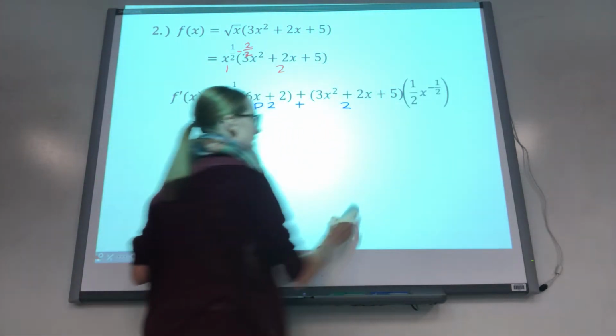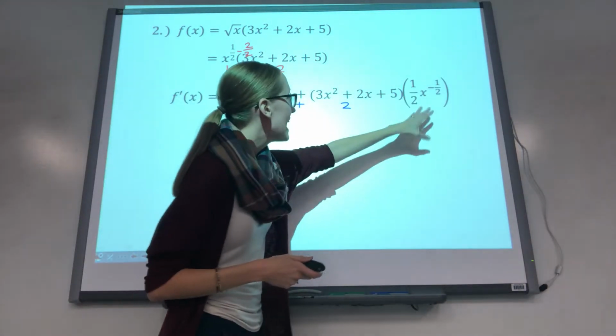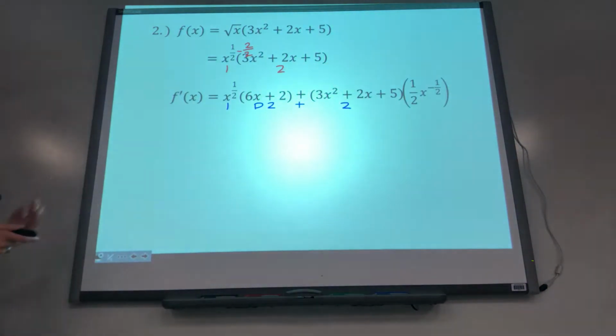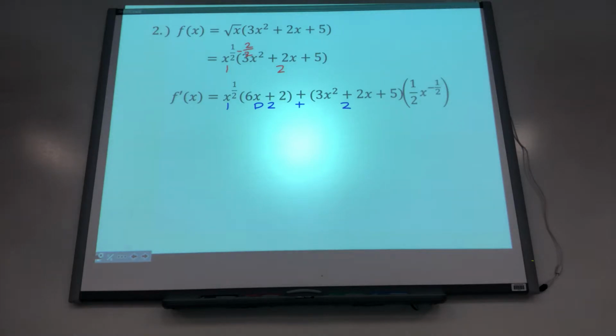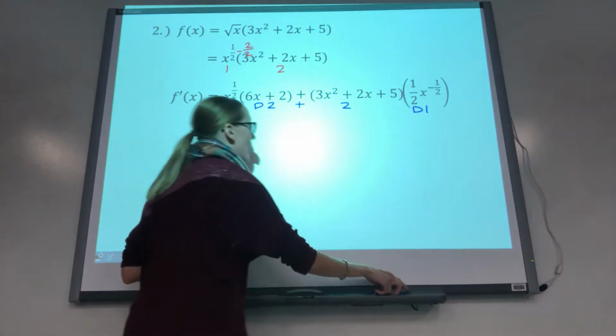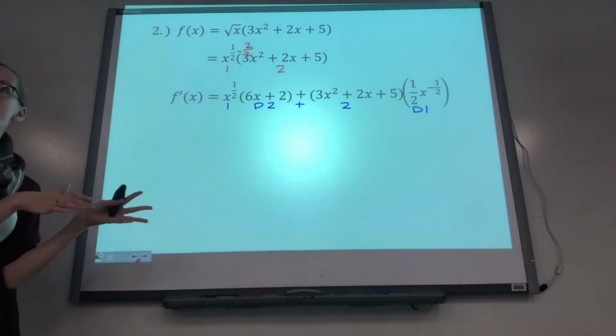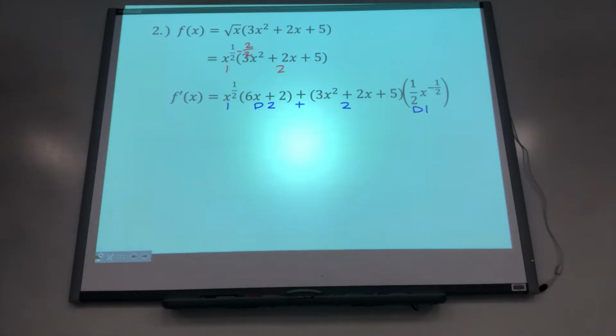So this always looks kind of funky on the PowerPoint with the fractions, but that last term there is 1/2 x to the negative 1/2 power. That is the d1, 1d2 plus 2d1. Now the messiest part of this problem is the simplifying.